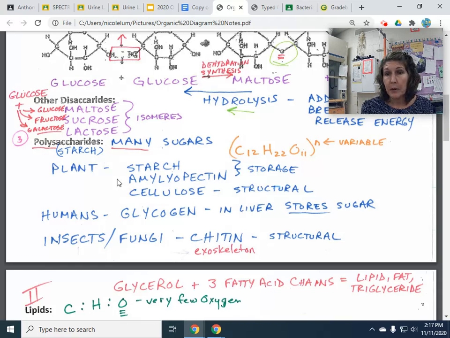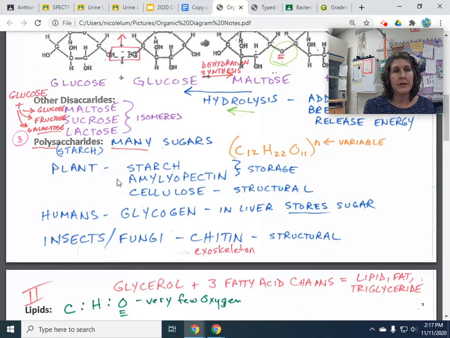They can store it as amylopectin, and we talked about pectin being that thickening agent for jams and jellies, if you know anybody who actually makes jams and jellies. It thickens up that fruit so that it settles. It can also be structural. The structural polysaccharide within plants is cellulose, and cellulose is what makes up the cell walls within those plants.